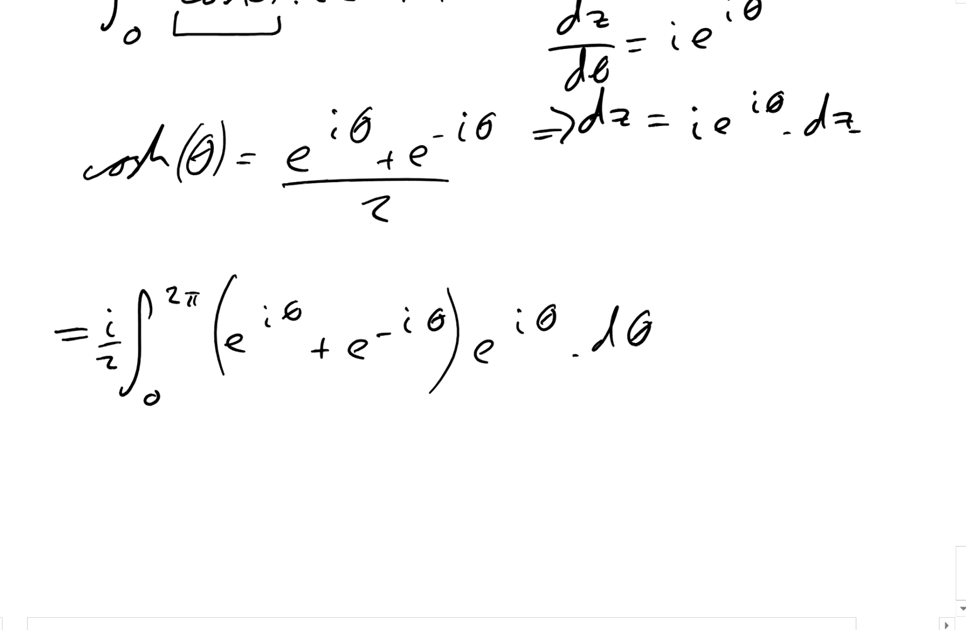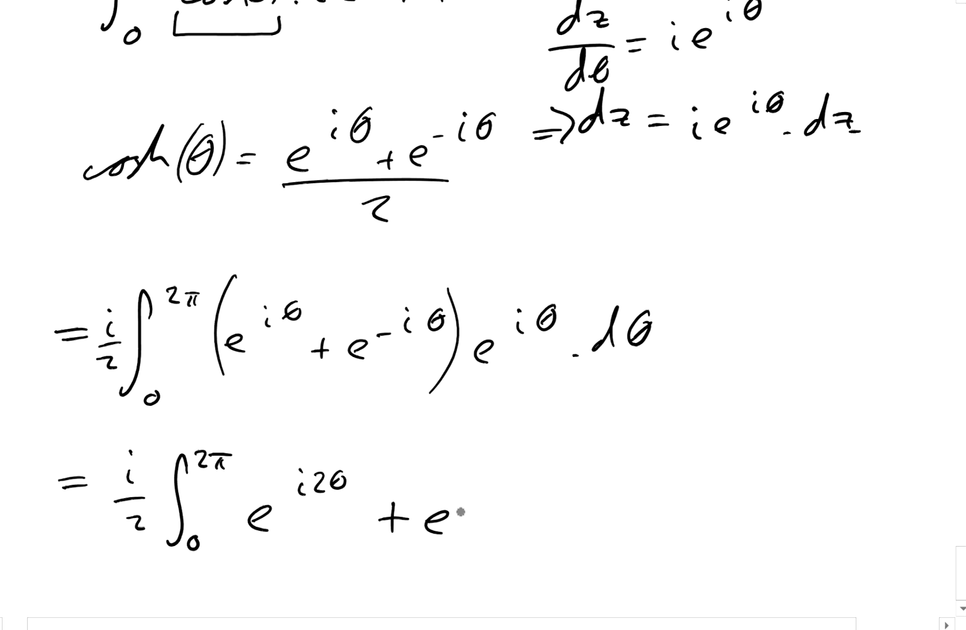Okay. So now I just look at this. What have I got? I've got i over 2, 0 to 2 pi. Hopefully this is quite a nice way of doing it, because then hopefully the exponents combine. So I've got e to the i theta times e to the i theta. So this is effectively e to the i theta squared, so e to the i 2 theta.